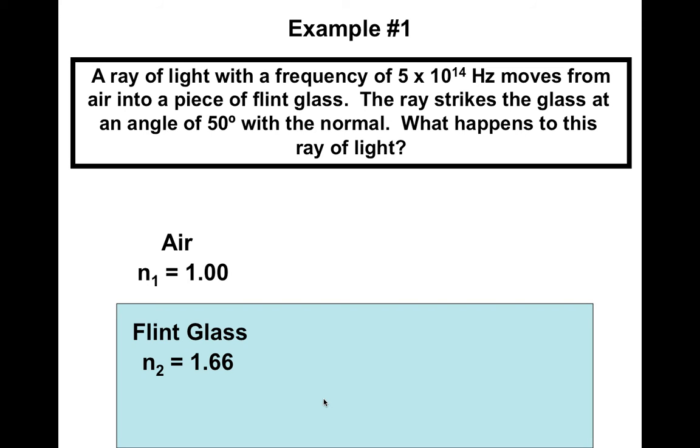So you're going from air into flint glass. You see that your index of air is 1.0. Flint glass is 1.66. That tells you that you're going into a much more dense medium because you're going into a higher index. Okay, so we have our ray coming into our boundary. We make sure we draw the normal so that we have theta 1. This is our angle of incidence.